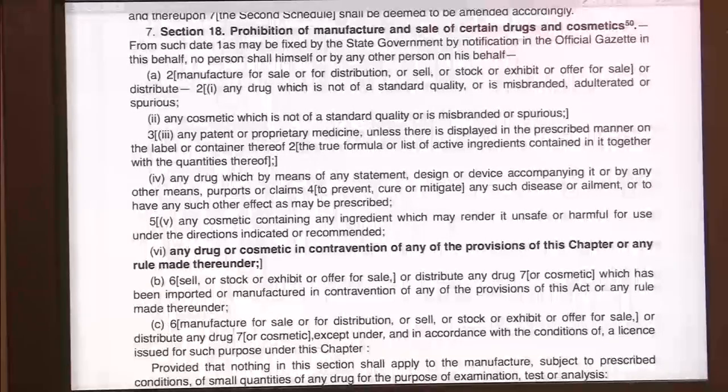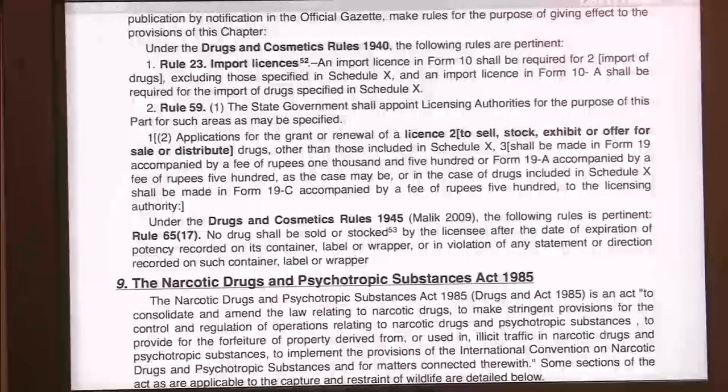Now, why is this important? Because in a number of situations, we would hear that in the field, there is a dearth of certain drugs. But even if there is a demand for those drugs, it is not possible for any person to just go ahead and manufacture them. So, it is not just a profit and loss thing or a demand and supply rule. Essentially, the central government has the power to regulate the import or manufacturing of any drug or cosmetics in the public interest. So, we also have the Drugs and Cosmetics Rules 1940, which talk about import licenses, license to sell, stock, exhibit or offer for sale or distribute these drugs and so on.